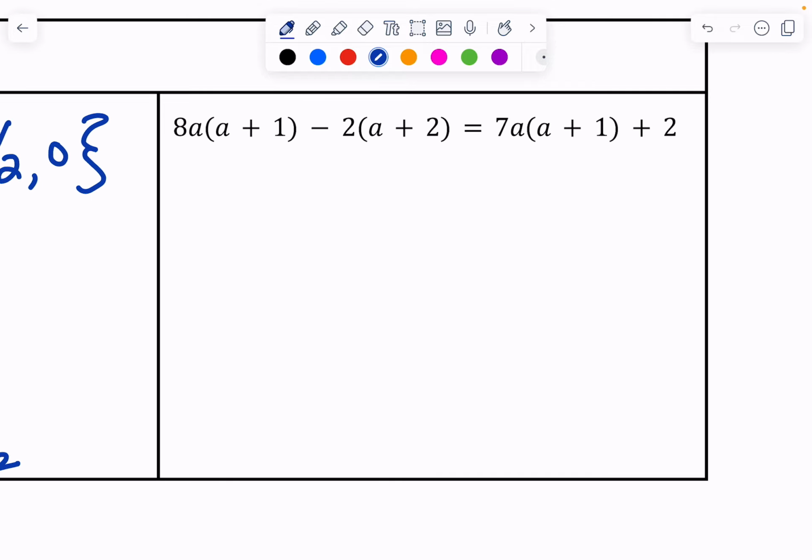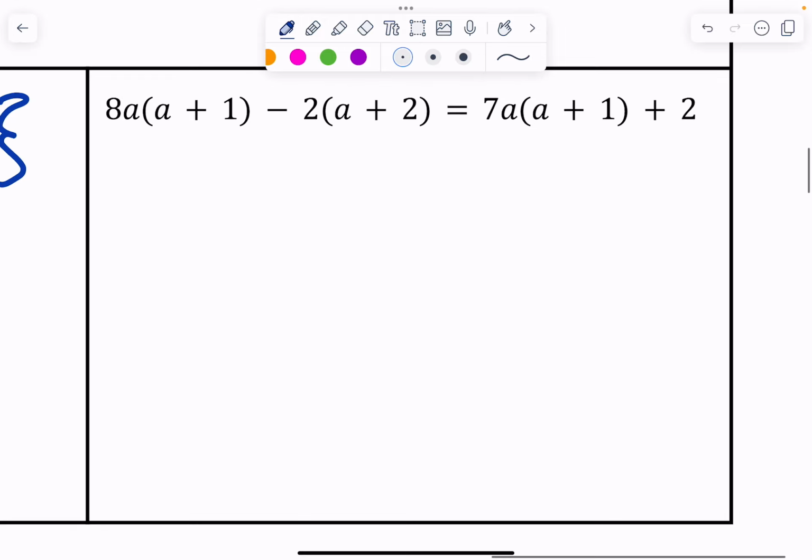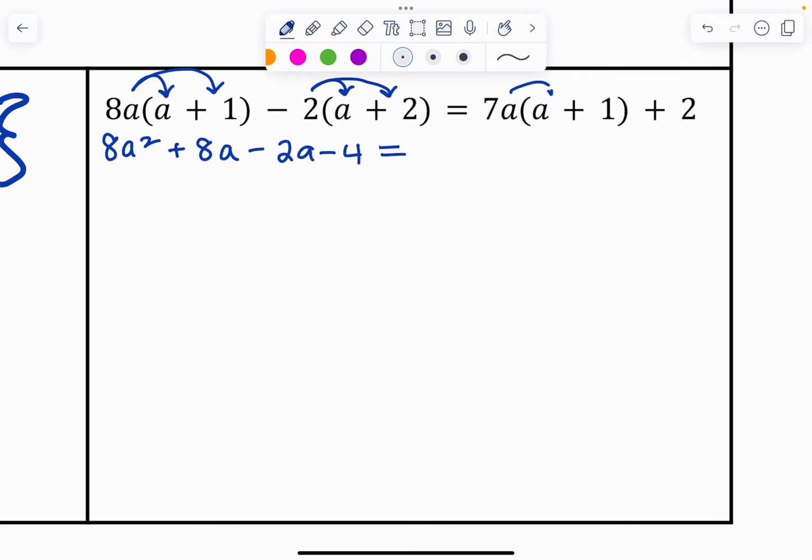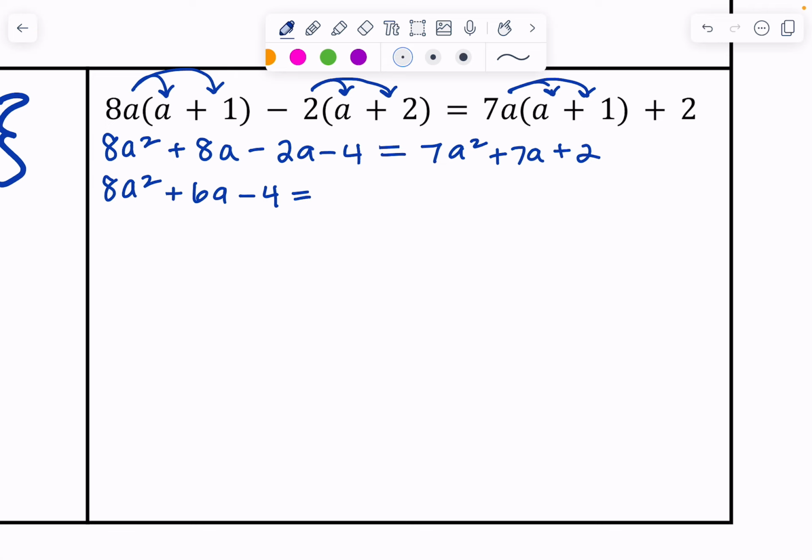Last one, very complicated. Let me see if I can write in a smaller pen. A lot of simplifying to do. So if we distribute here, we're going to have 8a squared plus 8a. And if we distribute here, we're going to have minus 2a minus 4 equals, distribute here, 7a squared plus 7a, and then plus 2. We're going to combine like terms on the left side, 8a squared. This turns into plus 6a minus 4 equals 7a squared plus 7a plus 2.